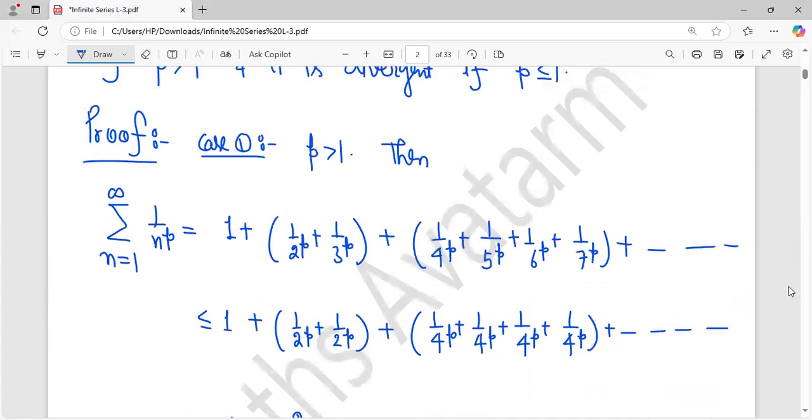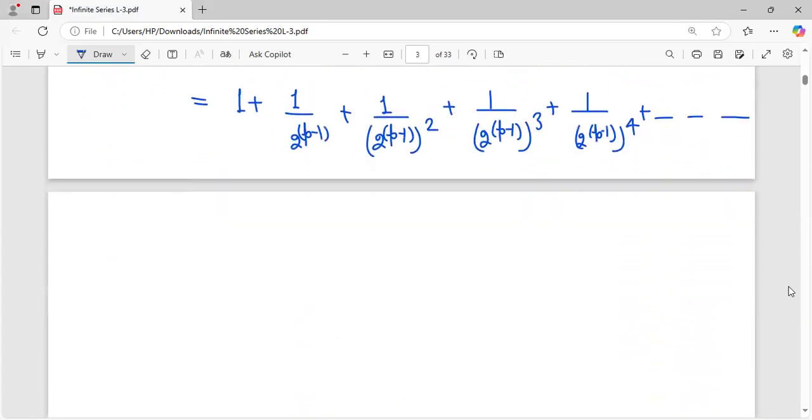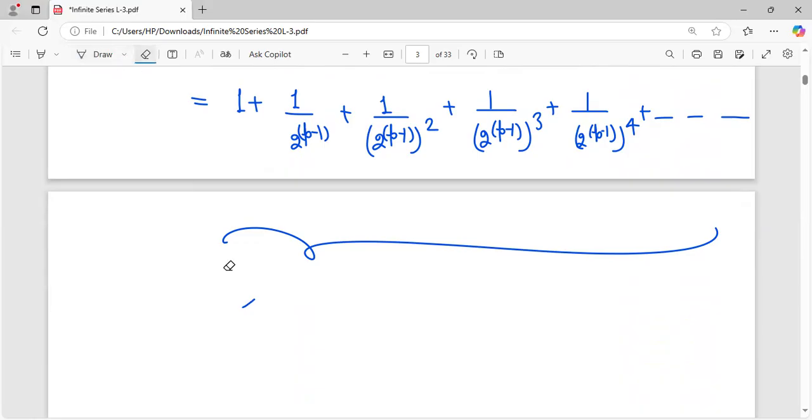Now you see that this series is a non-negative series and this is a geometric series, with common ratio 1 upon 2 to the power p minus 1. So what is its sum? Its sum is 1 upon 1 minus the common ratio, where the common ratio is 1 upon 2 to the power p minus 1. So this value is finite.